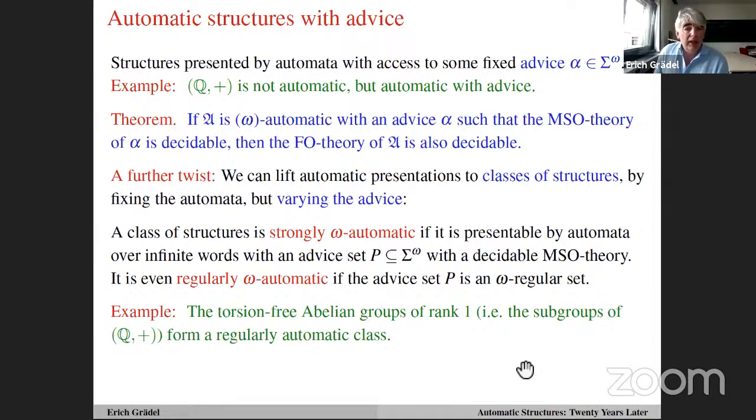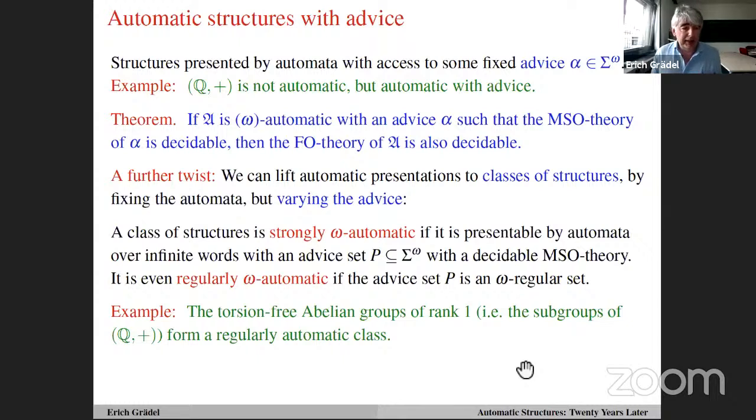And we call a class of structures strongly omega automatic if it is presentable by automata over infinite words with an advice set that has a decidable monadic second order theory, and we even call it regularly omega automatic if the advice set is an omega regular set. So these would still be classes of structures that have decidable first order theories. And there are interesting examples, for instance, the torsion-free abelian groups of rank 1, which up to isomorphism are the subgroups of the additive group of rationals, form such a regularly omega automatic class.